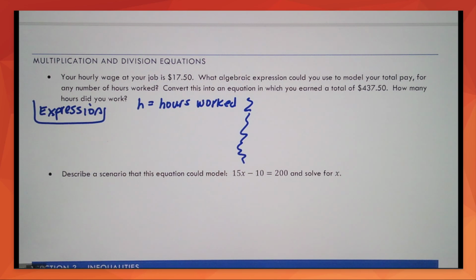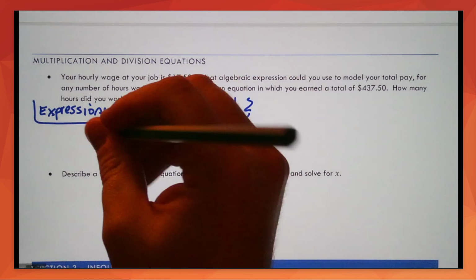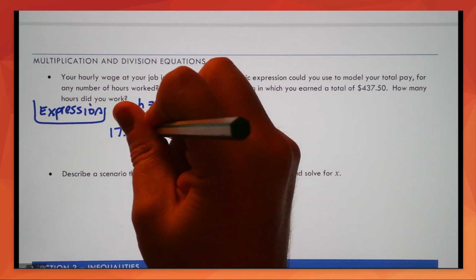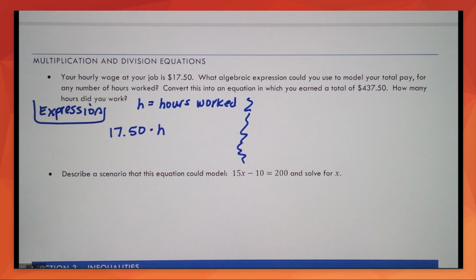We've defined our variable because that's the only thing that is not given to us here, right? We don't know how many hours we're working. It might change by the week. You might have a full-time job that's the same every week. Who knows, okay? But H is going to represent the hours worked. And then our expression is going to be $17.50 times H, okay?